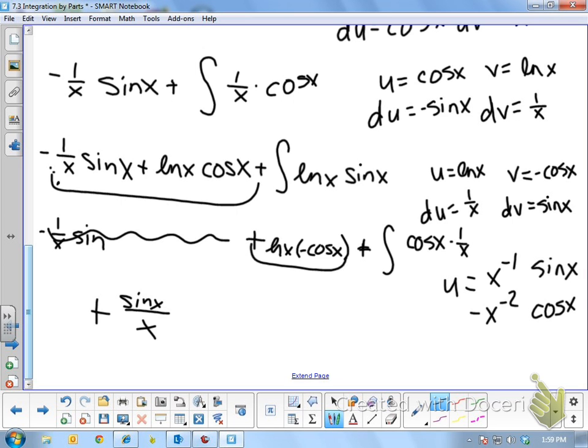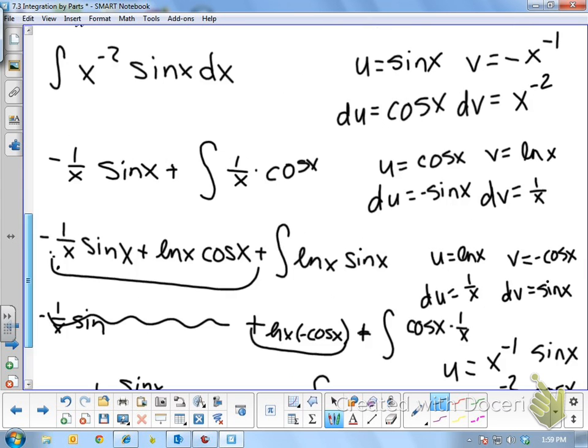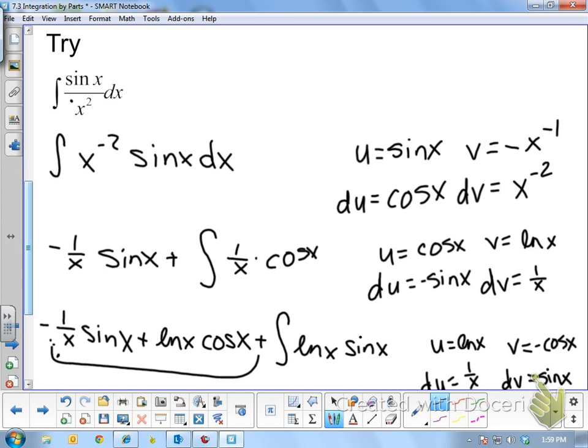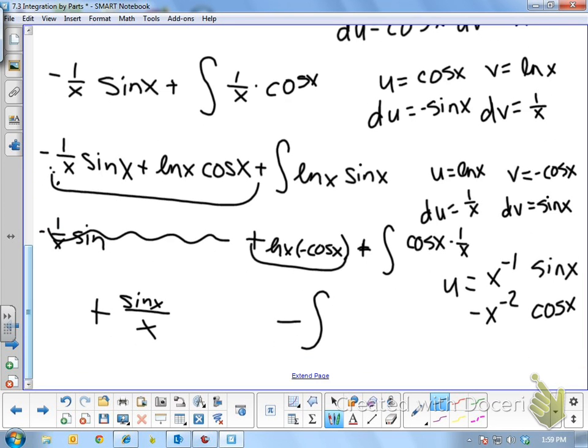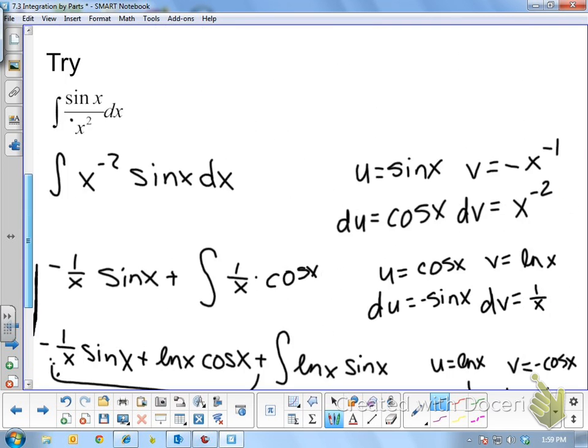There are sometimes where you can do a tricky way, where you end up with minus the integral of the same thing you started with. And then you add the two integrals together and just divide by 2. But that is not going to work out in this case. In this case, it's just going to all cancel each other out. So yeah, this is a bad try problem. It did not work.